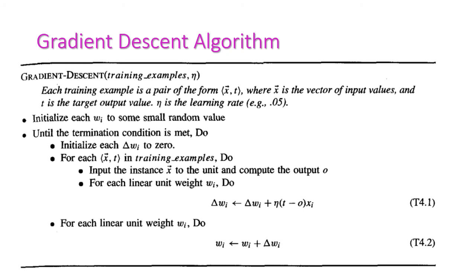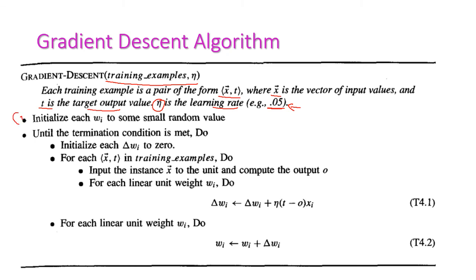And this is the algorithm for gradient descent. It accepts two inputs, training samples comma n. Here the training sample is a pair of input and target value. X is the input vector and t is the target output. And n is nothing but the learning rate. It is normally a very small value. Here we have taken 0.05 as our learning rate value.